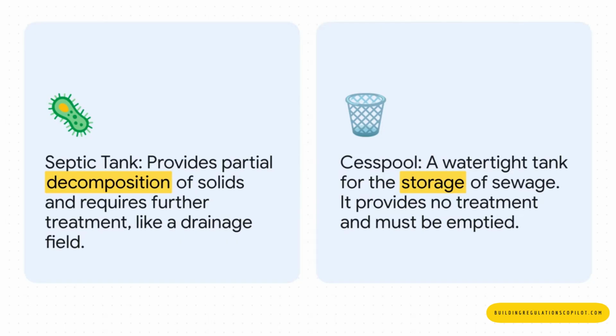People mix these two up all the time, but the difference is massive. A septic tank is kind of like a mini treatment plant. It uses natural processes to break down waste before releasing the liquid to be filtered by the ground. A cesspool, on the other hand, is just a big, sealed holding tank. It does zero treatment, it just holds everything until a tanker comes to empty it.